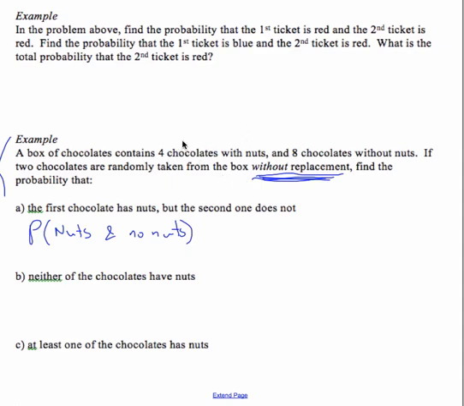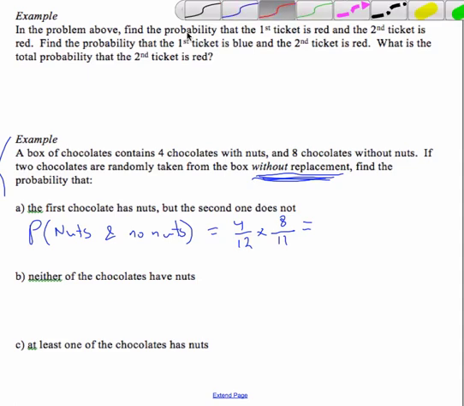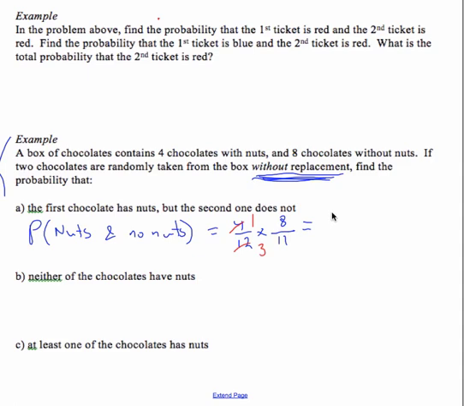Alright, so there's 12 chocolates all together. So the probability that the first one has nuts is 4 out of 12. And now when we get the second chocolate, there's still 8 chocolates with no nuts, but there's 11 total in the box now. So I can do some simplifying before I multiply. Divide by 4 here, I get 1 and 3, and that's it. We're going to get 8 out of 33 is the probability there.